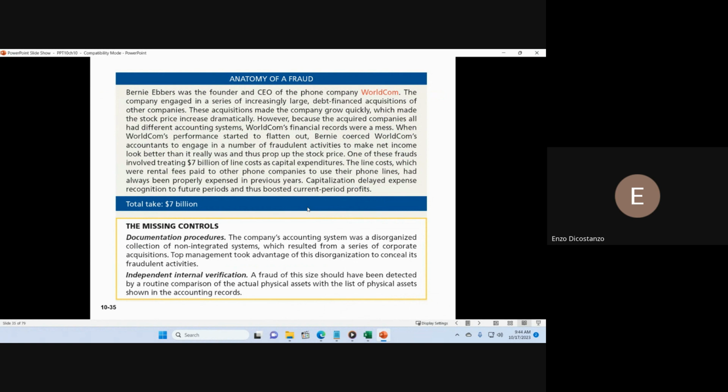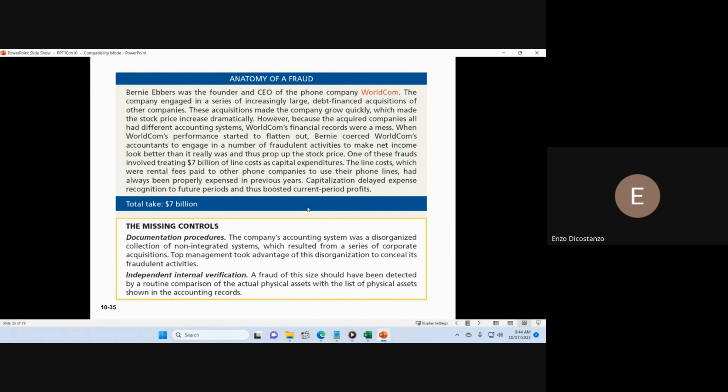The fraud involved treating $7 billion of line costs as capital expenditures. The line costs were rental fees paid to other phone companies to use their phone lines, and had always been properly expensed in previous years. Capitalizing them delayed expense recognition to future periods, and thus boosted current income. So in other words, you didn't recognize it as an operating expense. You recognized it as a capital expenditure, and then you got to depreciate it. That's really what happened here.